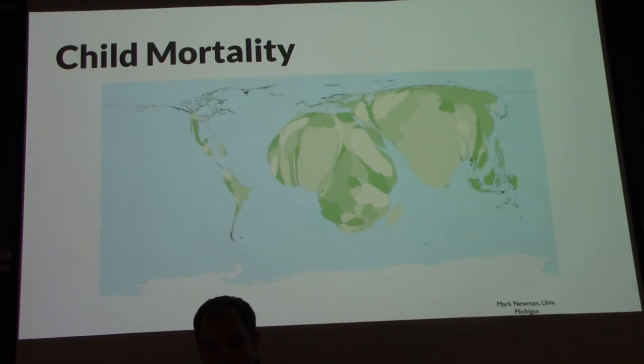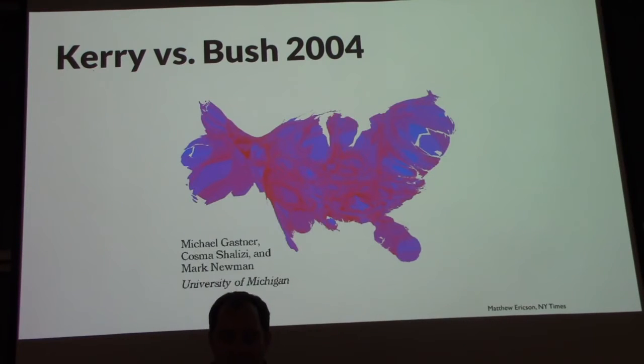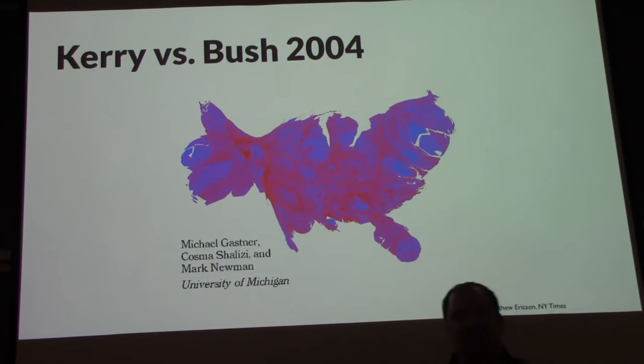Child mortality. You see that the child mortality in industrialized countries is pretty low. Greenhouse emissions. Kerry versus Bush. So what do you think about these maps?